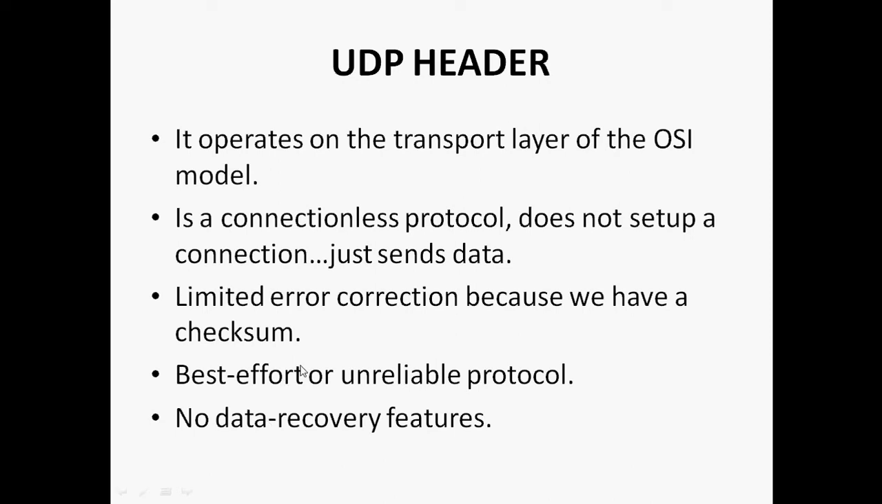Next is best effort, or unreliable protocol. TCP is a reliable protocol: each and every piece of data we send, we get an acknowledgement, so that is reliable. But in UDP we don't get any acknowledgement, we just send the data, that's it. Next, no data recovery feature. In UDP, if any data is lost, we cannot recover that data, because UDP is mainly used for voice and video conferencing.